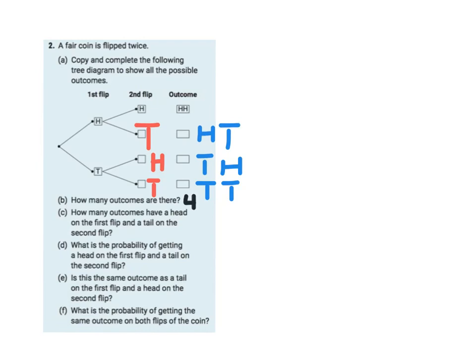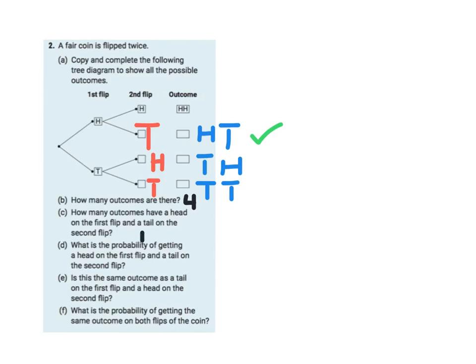Okay, how many outcomes have a head on the first flip and a tail on the second flip? Head on the first flip, tail on the second flip? No. Yeah, so I'll just mark that. Head on the first flip, tail on the second flip? No. No. So I only have 1. So answer there is going to be 1.